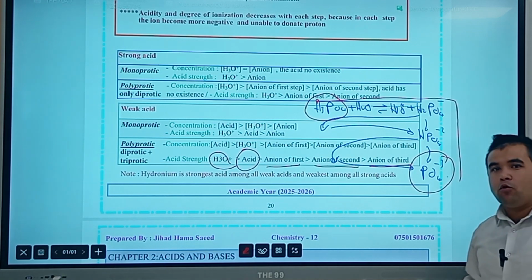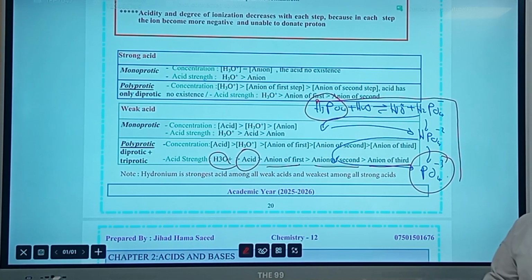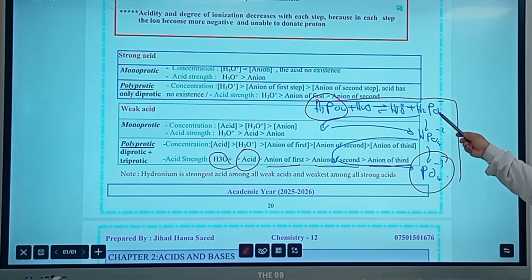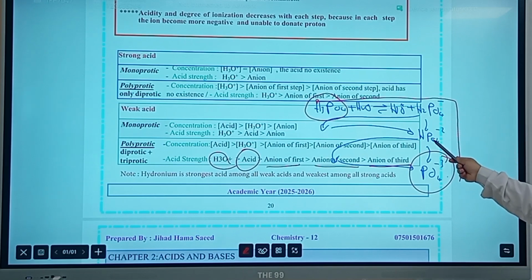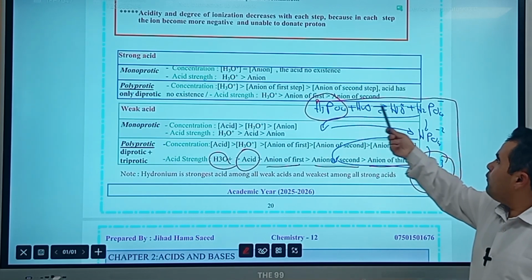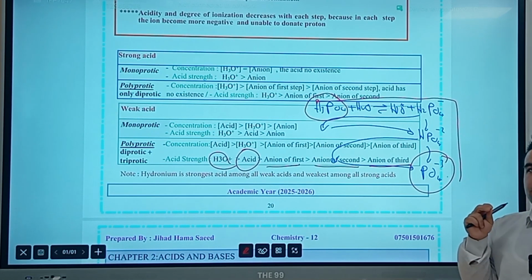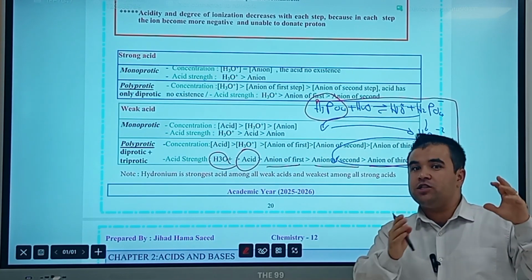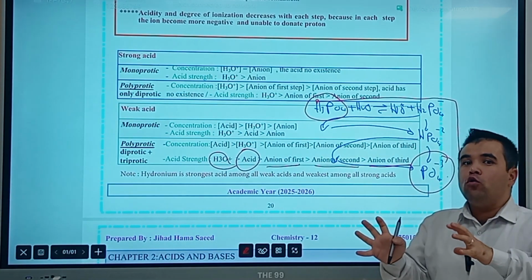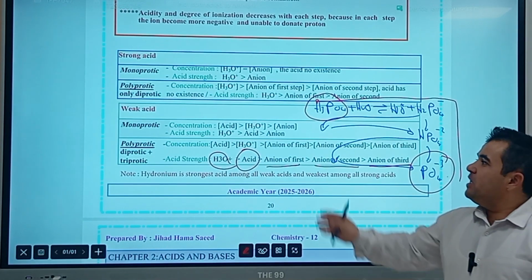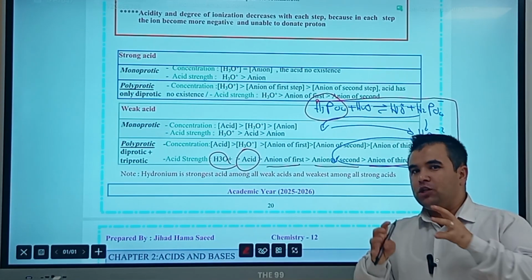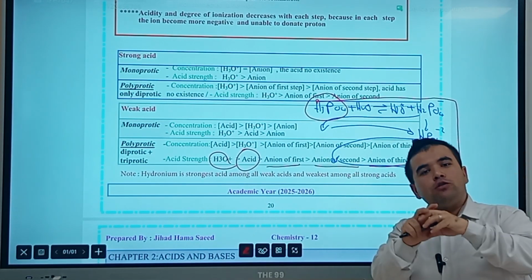It was a ministerial exam question: which of the following exists in the aqueous solution of H3PO4? Of course, the answer was all of them, because there are H2PO4 negative, HPO4 negative 2, and H3PO4, all of them are true. So in aqueous solution of the strong acids, whether monoprotic or diprotic, only ions exist. But in the weak acids, mono, di, tri, the acid with the ions exist.